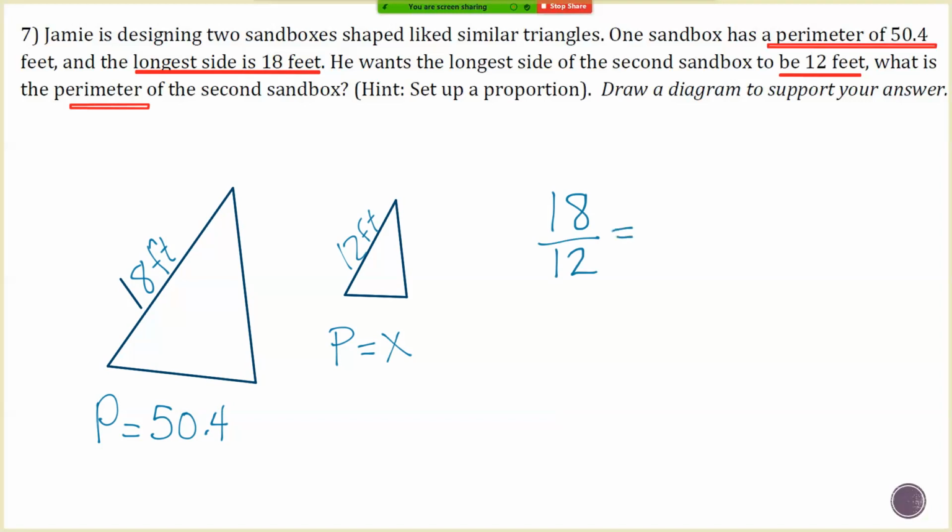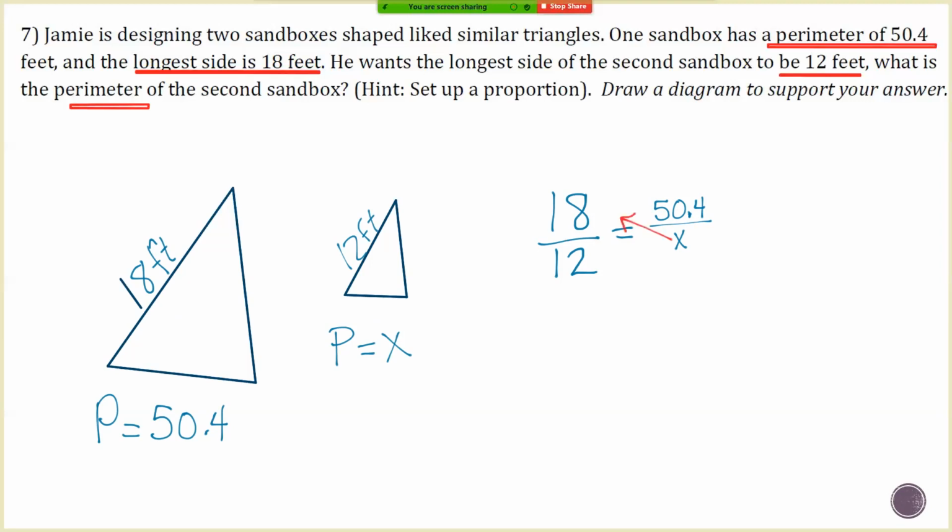Keep in mind, if two triangles are similar, their perimeters also have to be proportional. So for my second proportion, I'm taking the 50.4, so the perimeter of the big triangle divided by the perimeter of the little triangle. Well, we don't know the perimeter of the little triangle. That's what we're trying to find. So here's my proportion. I'm going to cross multiply.